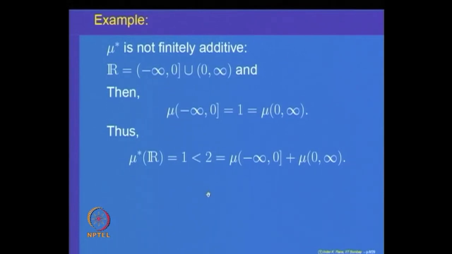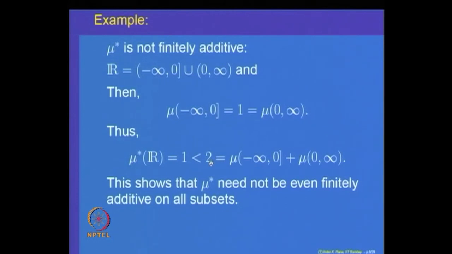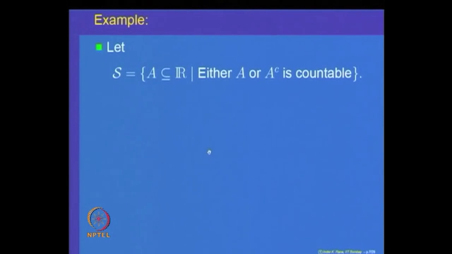But let us observe some more facts about this outer measure. This outer measure on all subsets is not finitely additive, but it has some nice property. It is countably additive on a subclass. So let us look at the subclass S, which is all those subsets of R where either A or A complement is countable. We had shown that this collection forms a sigma algebra, and our given algebra A, which was a collection of all sets for which A or A complement is finite, obviously is a subset of this class S, which is of course a subset of all subsets. So algebra A is contained in this sigma algebra S, which is inside of P(R).